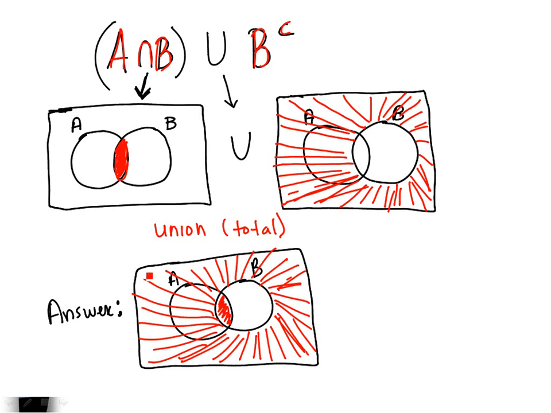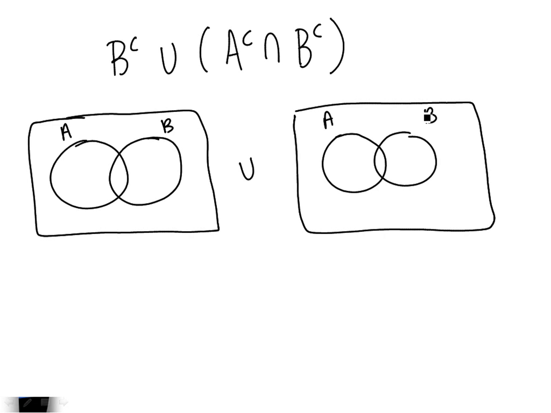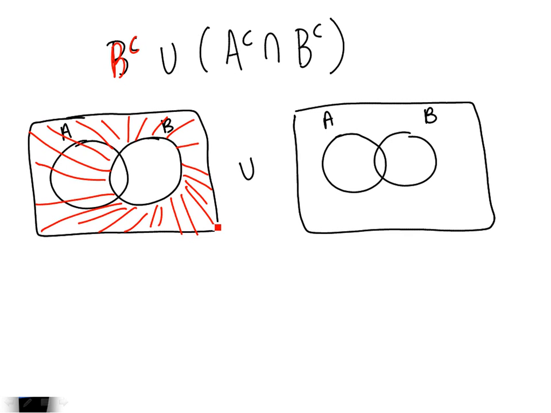So the only thing that should not be shaded is this part here. See that? It's the only thing that should not be shaded. Alright, B complement is everything outside of B. So the only thing that should not be shaded is this circle here, because it's everything that's not B. So nothing should be shaded inside this circle.